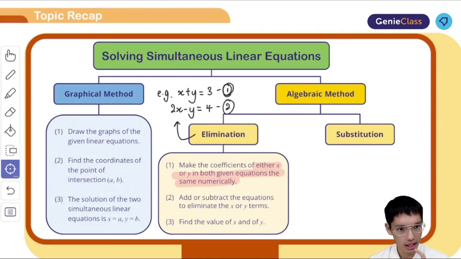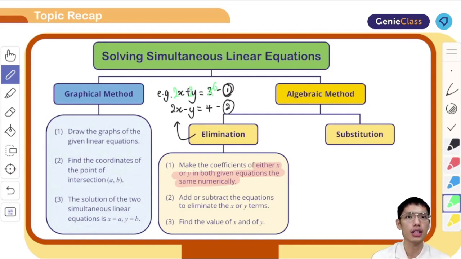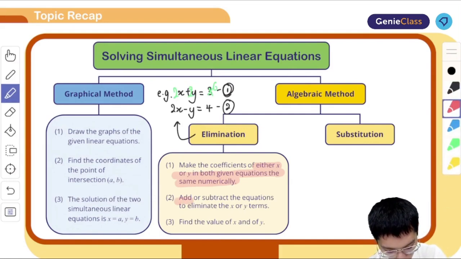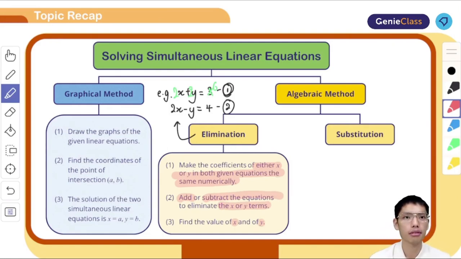Okay, in this case, I think most of you got it. We just multiply by 2 here. This will give me 2x, 2y. This will become 6. And then we can just eliminate. In this case, that's the notion of adding or subtracting the equations to eliminate the x or y terms. And lastly, from there, we find the value of x and of y. Okay, that's elimination. That's the first part.